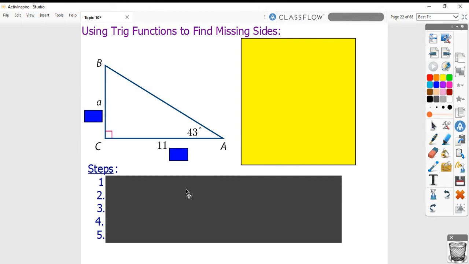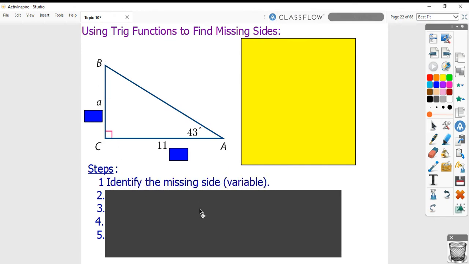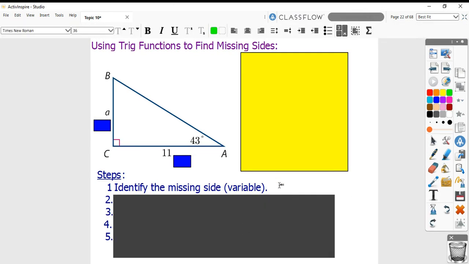Here are the steps. What we're going to do is find, from these diagrams, the missing part that it's asking for. Now you can see in this triangle that we've got one angle that's marked as 43 degrees. We know that it's a right triangle. We see that this side right here is a length of 11, and this side over here is unknown. So the first thing we want to do is identify the missing side, the one with the variable. And we can see that it's this side over here. And what it means by identify the missing side is asking the question, is this the opposite, adjacent, or hypotenuse?